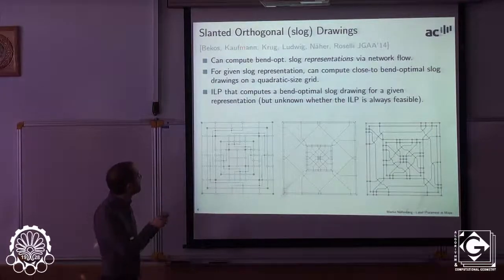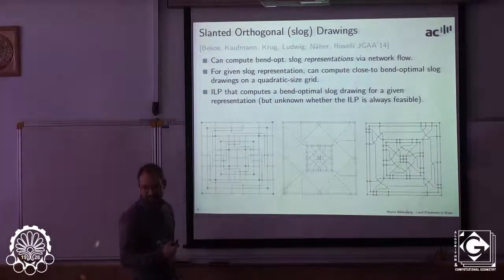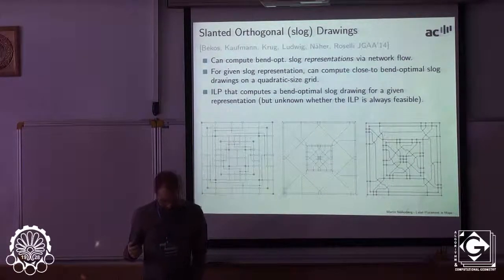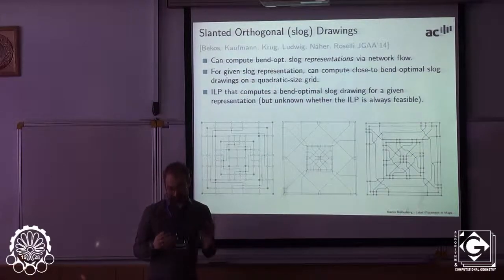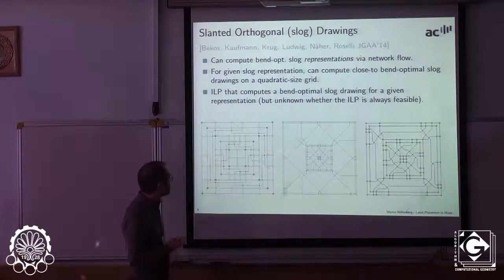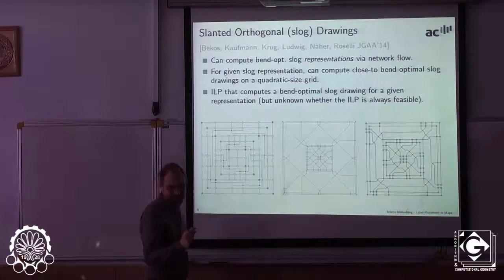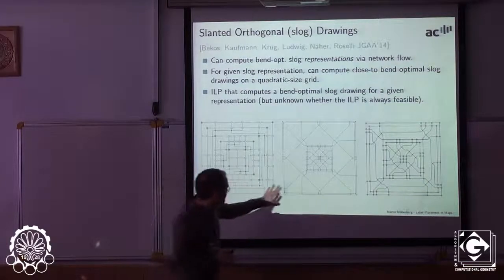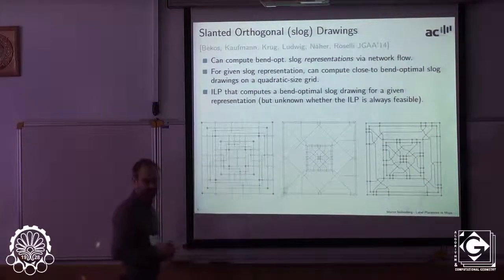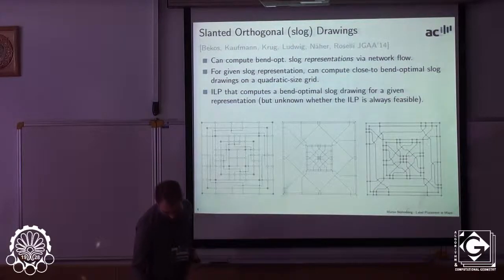What the authors here also presented in their paper is an ILP model. So we've seen also integer programming as a technique for metro maps. And with that technique, they can compute bend optimal drawings, so really getting the optimum for a given representation. But it's unknown whether this ILP always has a feasible solution. So there's kind of a problem in the model. Yeah? So it could be that for some cases it doesn't give a solution. But I think some of the layouts that you see down here, they are taken from their paper, have been computed with this ILP approach.